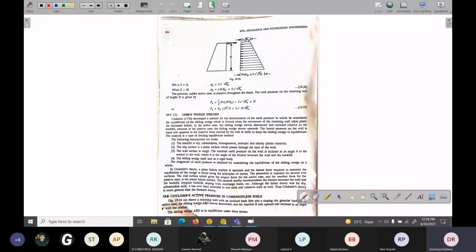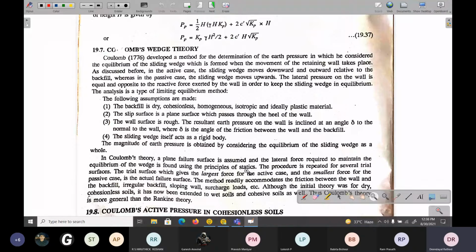So in today's class, we'll focus on this Coulomb's theory, as I said. Before going to Coulomb's theory, let's see what assumptions he has made. Coulomb in 1776 developed a method for determination of the earth pressure in which he considered the equilibrium of the sliding wedge, which is formed when the movement of the retaining wall takes place. At the back side of the retaining wall, he says there would be a wedge, like Rankine.